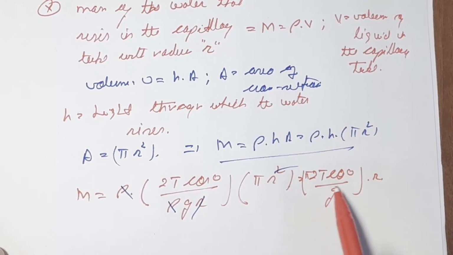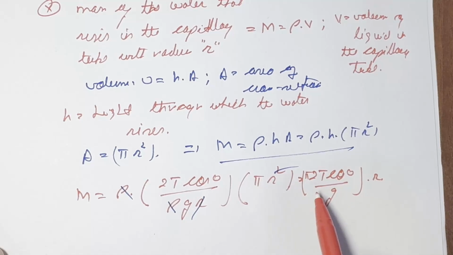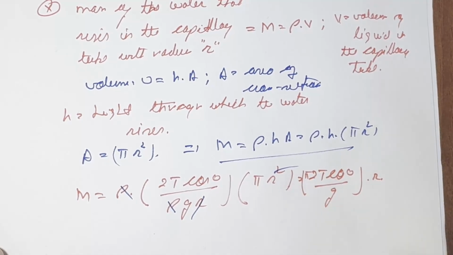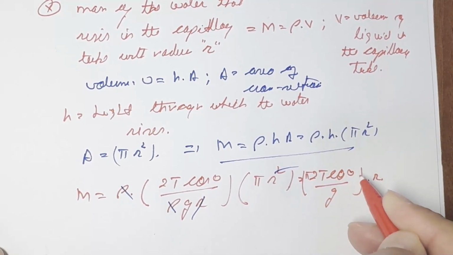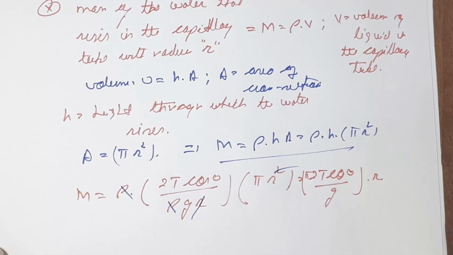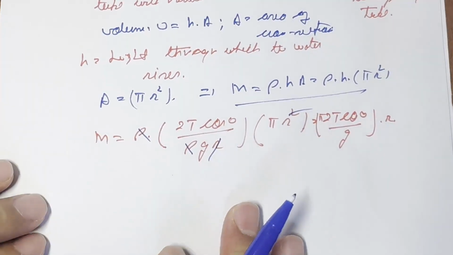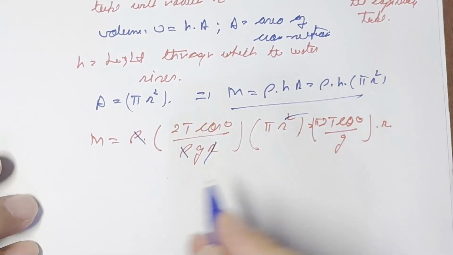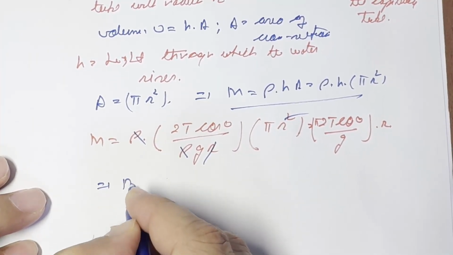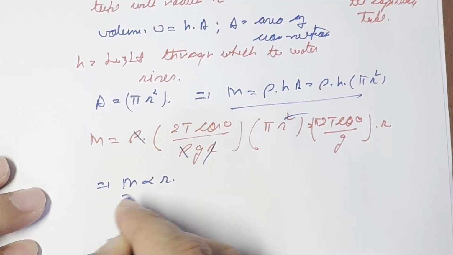All these parameters, the variables in the bracket, are constant. Pi is constant. Once the liquid has been decided, that is water, T is constant, the angle of contact is constant, and g is constant. Therefore we can write from here that m is directly proportional to r.